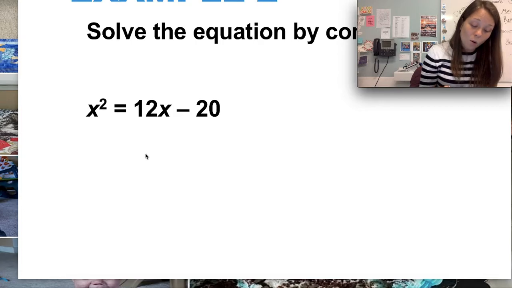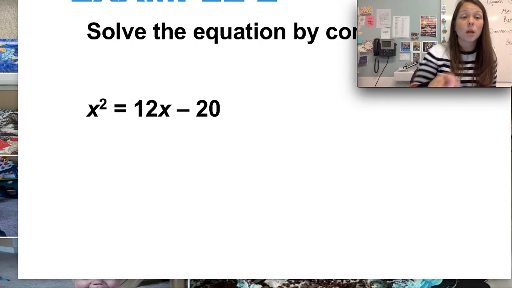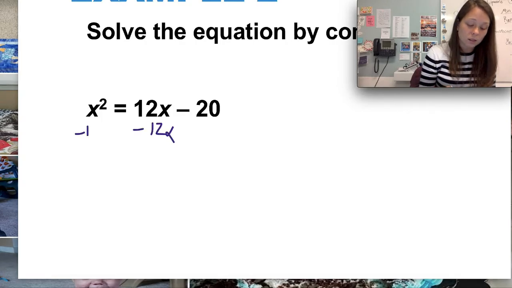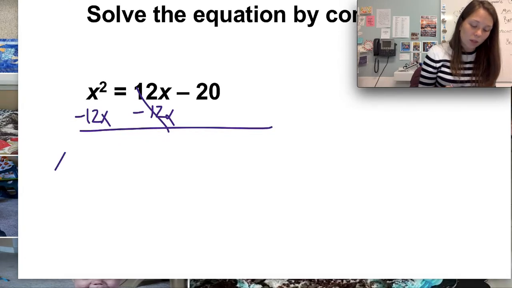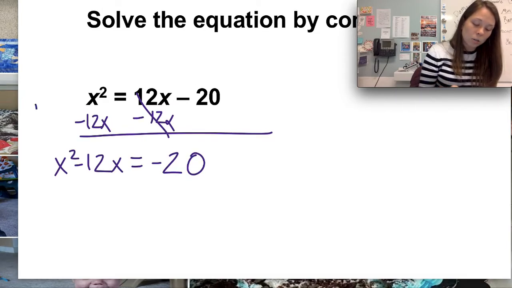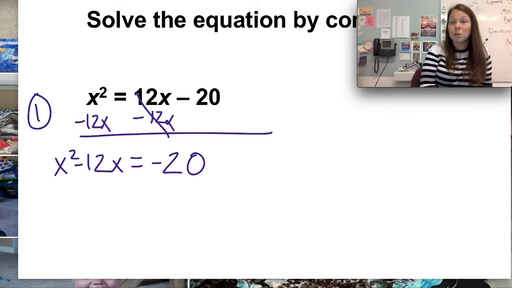So right now, we have an x squared on one side and a 12x on the other side of the equal sign. So my first step is going to be to subtract 12x over, and that's going to leave me with x squared minus 12x, and then equals negative 20. And so what I just did here, I'm going to label this with a 1 because I just completed step 1 of this process.